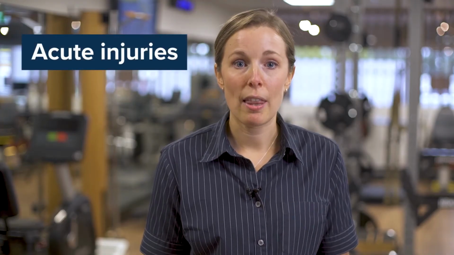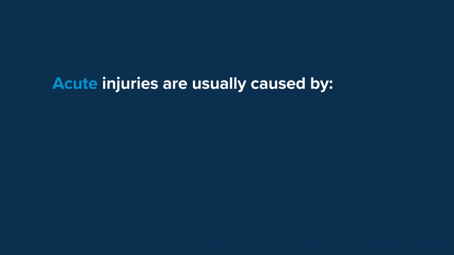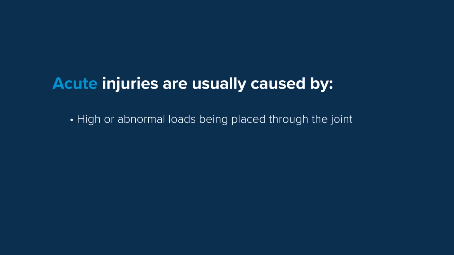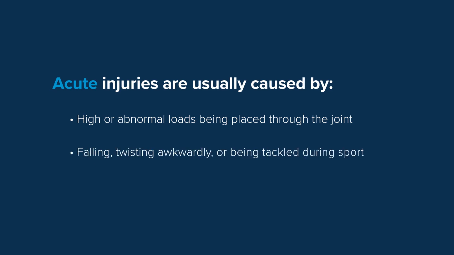Acute hip injuries are those that occur suddenly, usually due to high or abnormal loads placed through the joint. Examples of situations that may lead to acute injuries include a fall, twisting awkwardly, or being tackled during sport. In younger populations, injury to the hip is often a result of a sporting incident. This can be due to an unexpected tackle, increased training load or intensity without warming up correctly, or a sudden change of direction when fatigued near the end of a game or practice when you're tired.